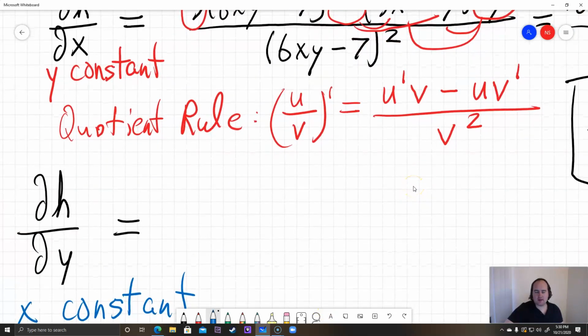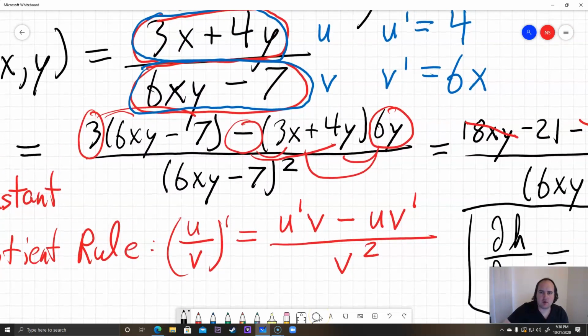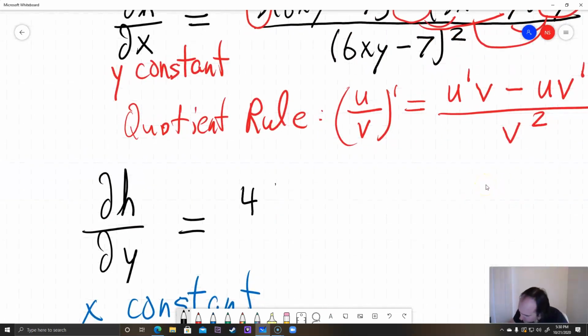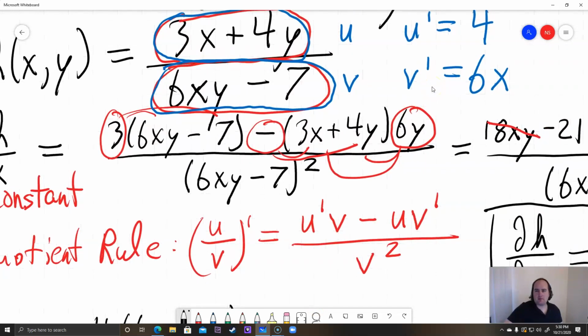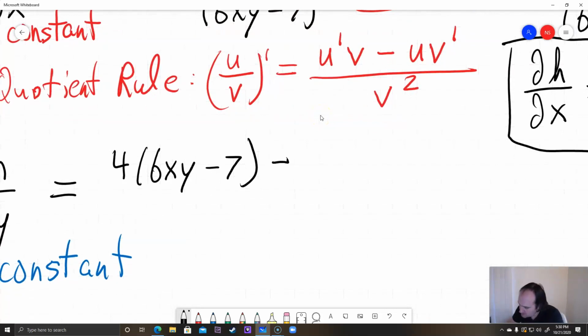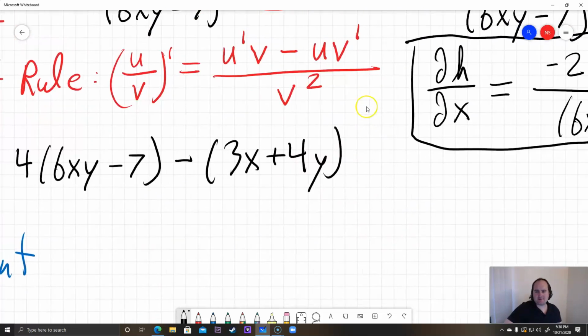Okay, so plugging in, partial h, partial y is going to be u prime v. So that's going to be 4 times the quantity 6xy minus 7. That's our u prime v. And then our u v prime is going to be 3x plus 4y. Okay, so we're going to have minus the quantity 3x plus 4y. So that's our u times v prime, so that's going to be times 6x.